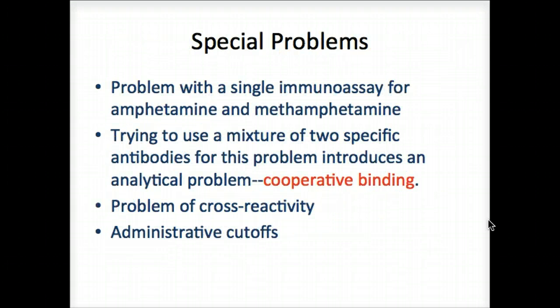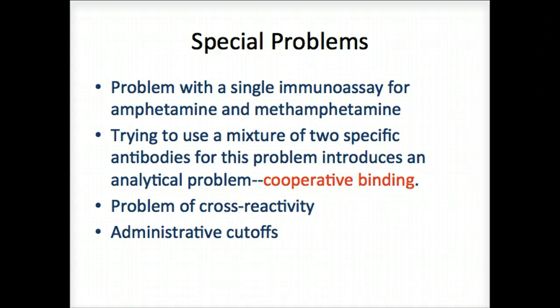This is a slide listing special problems that have been encountered with immunoassays over the years. For example, manufacturers of immunoassay kits for amphetamine strive to make kits that only identify amphetamine and methamphetamine in a donor's urine with a single immunoassay and exclude other amines such as the over-the-counter cold medication pseudoephedrine. They also want to only identify the D isomer. This presents a problem since the more specific an antibody is to D-amphetamine, the less specific it is for D-methamphetamine.